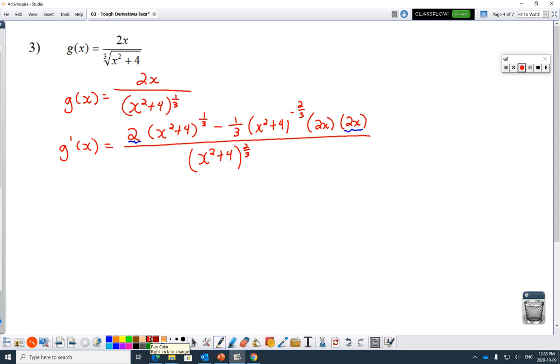Other questions? I really thought you were going to ask me about the denominator, x squared plus 4 to the 1/3. If I square all that, basically I'm multiplying the 2 exponents, so 1/3 times the 2 gives me the 2/3. No other questions? Amazing.